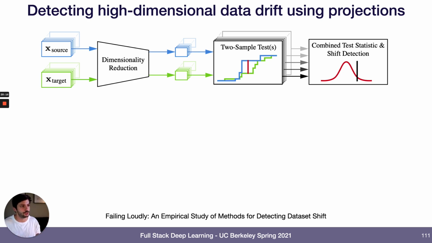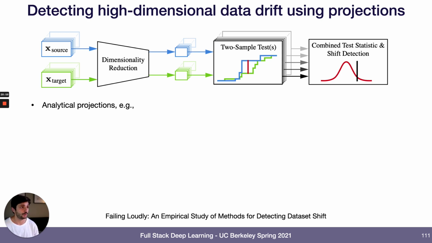So instead of an image, maybe you have a 32-dimensional vector or something like that. And then you run a two-sample statistical test on that lower dimensional data. You can aggregate any of the one-dimensional tests that we talked about before, or you can run a maximum mean discrepancy test. In their experiments, I think they found it didn't really matter too much which one you did. There are different ways that you can project the data. In their paper, they used random projections, randomly initialized autoencoders, pre-trained autoencoders, and so on.